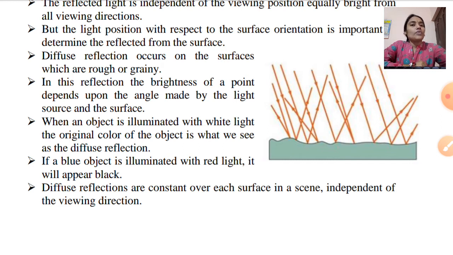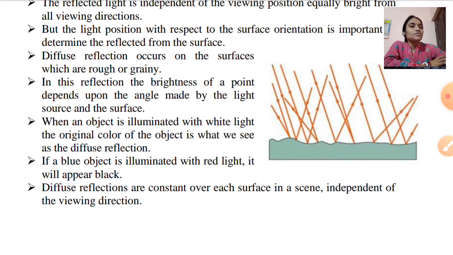When an object is illuminated with white light, the original color of the object is what you will see as the diffuse reflection. That means the light is white, and after the light falls on the object, the color in which we see the object is the diffuse reflection.